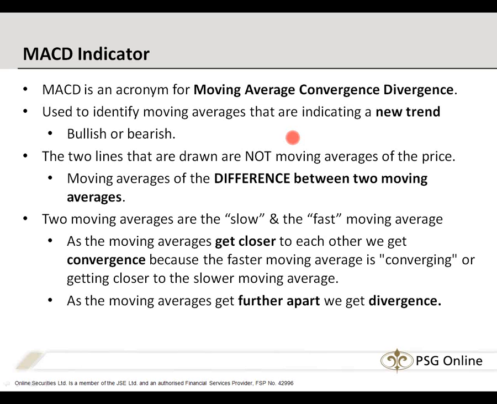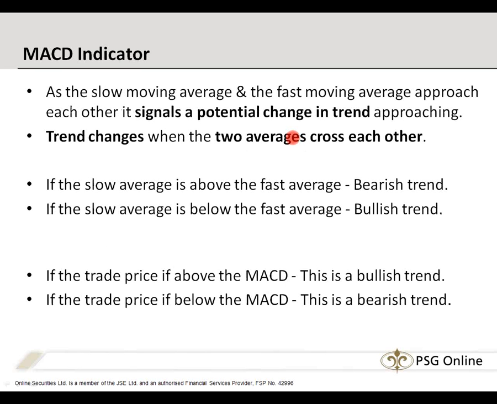fast moving average. Okay. The idea is that these two moving averages come together, okay, they get closer together, they converge, or they widen, they move further apart, and that's what we call divergence. Okay, you'll see a graph just now when I show you the actual chart, what it means. But the interpretation is such, remember, as the slow moving average and the fast moving average approach each other, that shows you there's a potential change in direction approaching, a potential change in trend approaching. Okay. So the trend changes, obviously, is when the two cross each other. That gives you the signal.